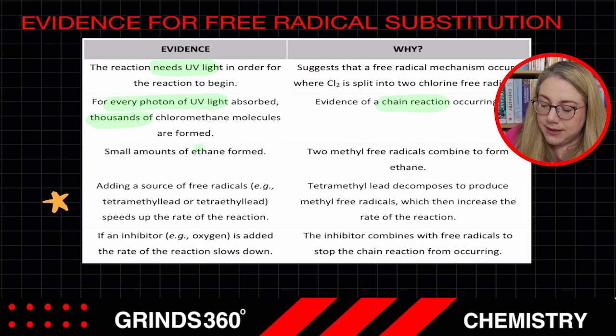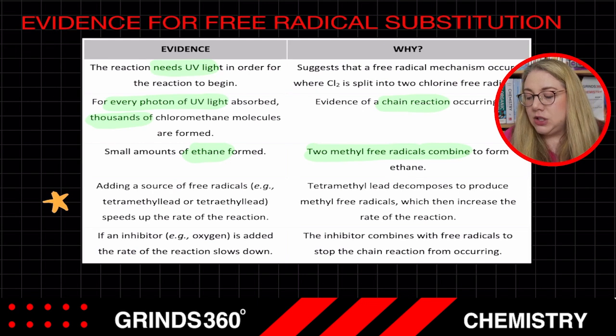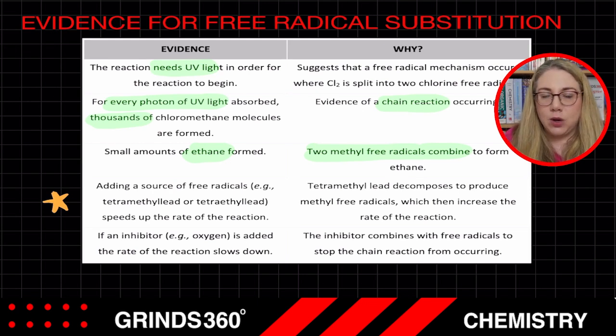Next, small amounts of ethane is formed, and this is formed by 2 methyl free radicals combining. The only way that you can form ethane here is with 2 methyl free radicals combining. No matter what way you smash methane into methane, you are never in a million years going to form ethane. You can't. The only way that you can form ethane is if you happen to have 2 free radicals combining.